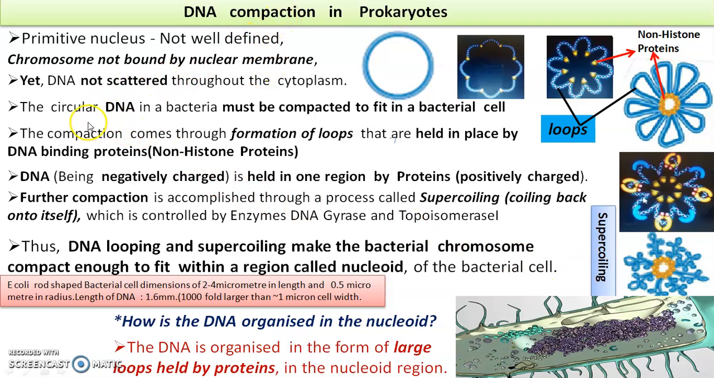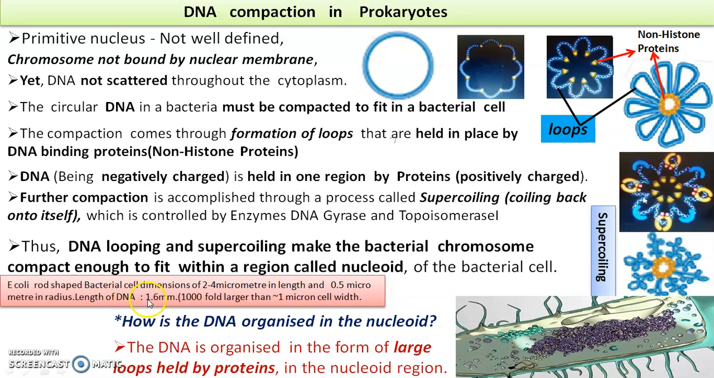How is it compacted? The circular DNA of a bacteria has to be made into a compact form to fit into a bacterial cell. Why? Because if I take the example of E. coli, a rod-shaped bacterial cell, its dimensions, if you see, length would be around 2 to 4 microns and radius would be 0.5 microns. So when you see the size of the cell, which comes to approximately 1 micron width, you compare it with the nuclear material, that is the genetic material, it comes to 1.6.